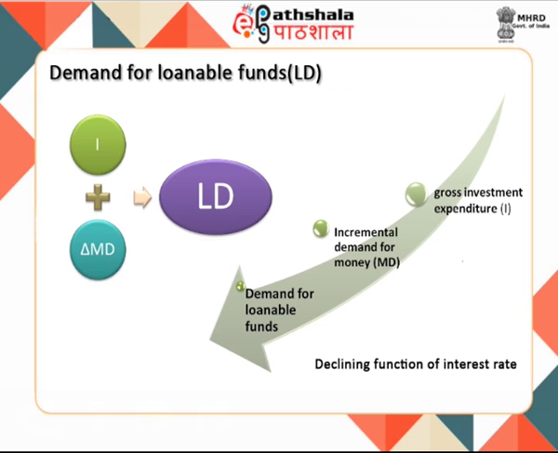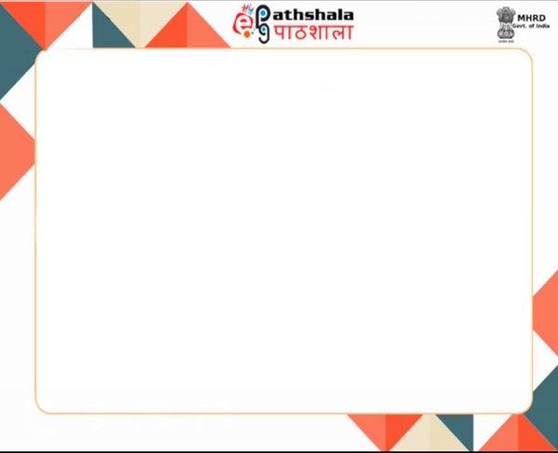Now we will understand the demand equation. The demand for loanable funds, given by LD, is equal to the sum of gross investment expenditure and incremental demand for money. Following standard economic theory, each component of loanable funds demand, gross investment expenditure and incremental demand for money, and so total LD, is hypothesized to be a declining function of the rate of interest.